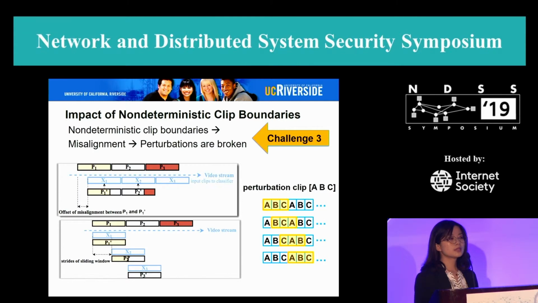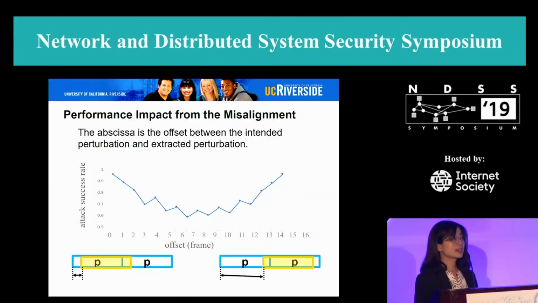So how well could these perturbations work? We conduct an empirical experiment. Here, the abscissa is the offset between the intended perturbation and the extracted perturbation. As you can see, the attack success rate first drops, and then it becomes better. It becomes better because then the extracted perturbation has a better overlap with the next intended perturbation, as shown in the lower part. So from this figure, we see that if misalignment happens, perturbations are broken and the performance would drop.